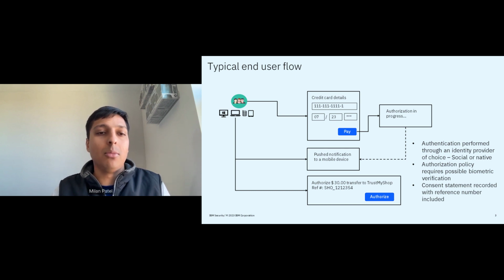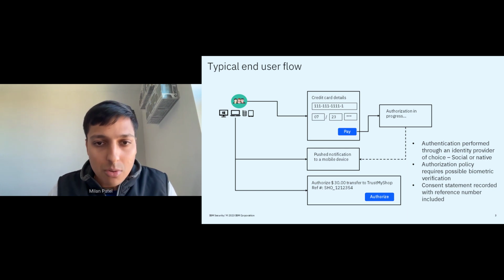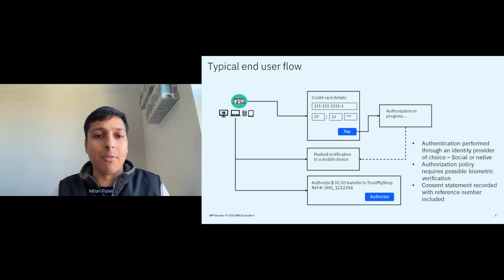And in that push mobile notification, the user responds back with, "I authorize X dollars for this specific use or this entity, and here's the reference number that could be associated with it," right? So three key things happen here. Authorization is performed.